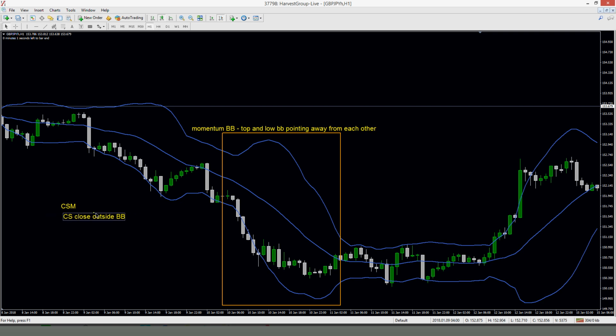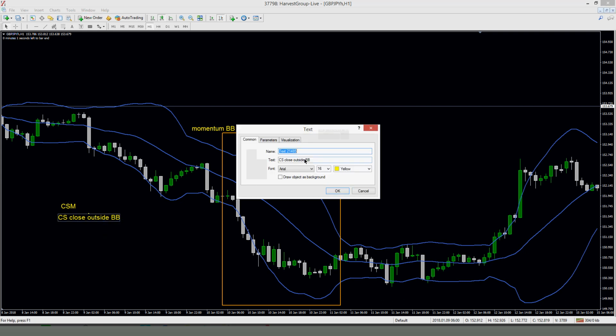Since we already talked about candlestick formation earlier on, we know that this is a sell candle, and a sell candle opens at the top and closes at the bottom. So obviously the close part of the candle is outside of the Bollinger Band. So this is defined as a candlestick momentum, a candlestick that closes outside of a momentum Bollinger Band.